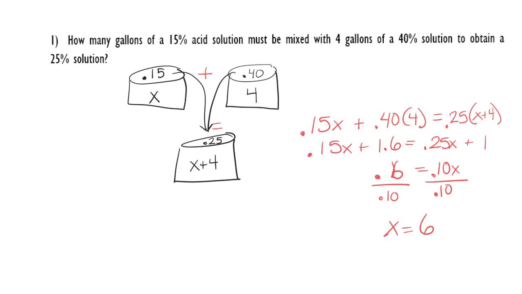Okay, now think about what you found because you have to answer with the units. So x is representing how much of this 15% solution, which is exactly what the question was. So I'm done. I need to have 6 gallons of that solution.